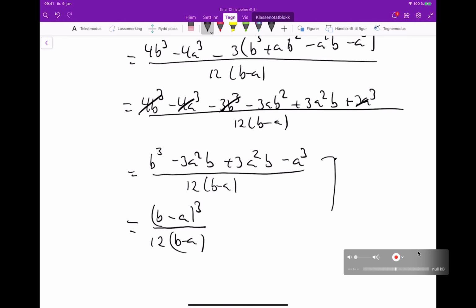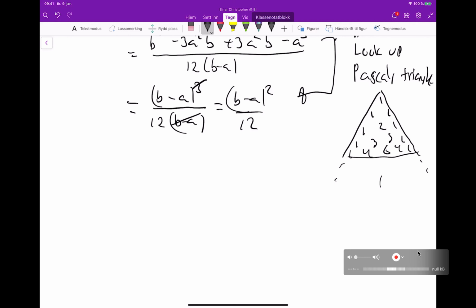And then I can cancel this out, and we get b minus a in the power of 2 divided on 12. And that is exactly what we was asked to show. You can see it there. Good. Then we can go to B.